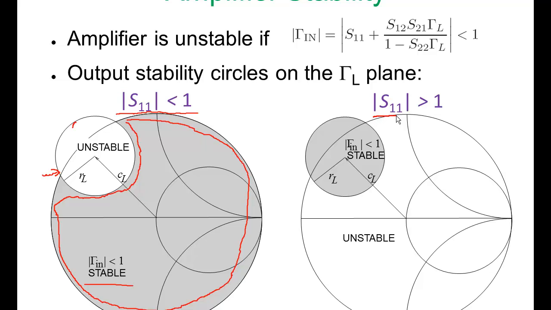We have a dual situation when the magnitude of S11 is greater than 1, but tell you what, that doesn't often happen. A manufacturer of transistors really wouldn't be able to sell their transistor if the magnitude of S11 was greater than 1, because the transistor itself would tend to break into oscillation internally.